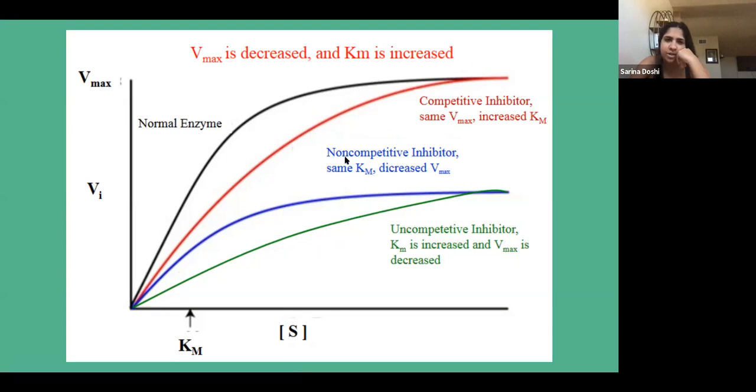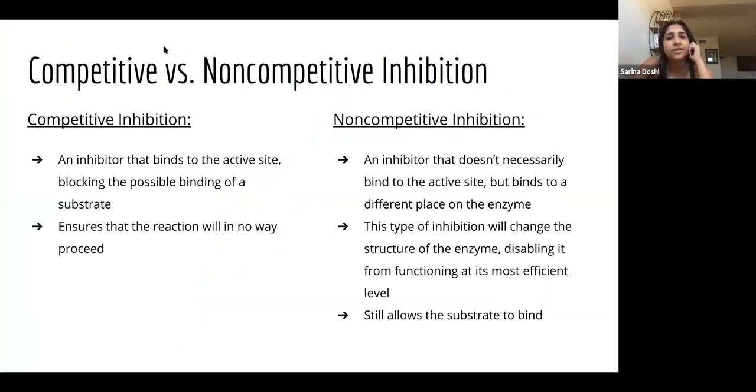I guess it's pretty intuitive. You can study this graph a little bit later if you'd like in more detail. But yeah, let's keep going. So these are the different types of inhibition. So we have competitive versus non-competitive inhibition.